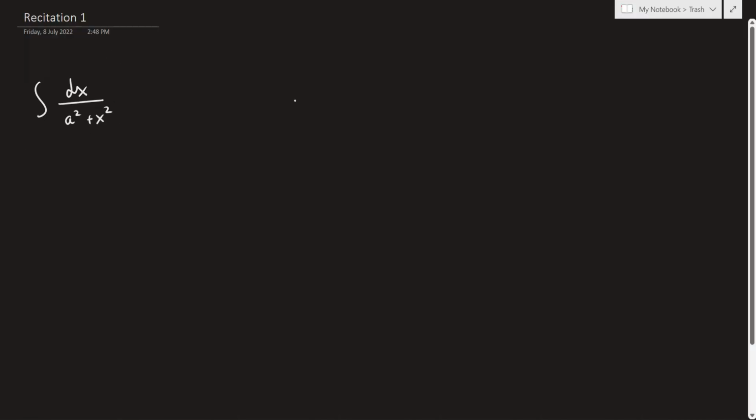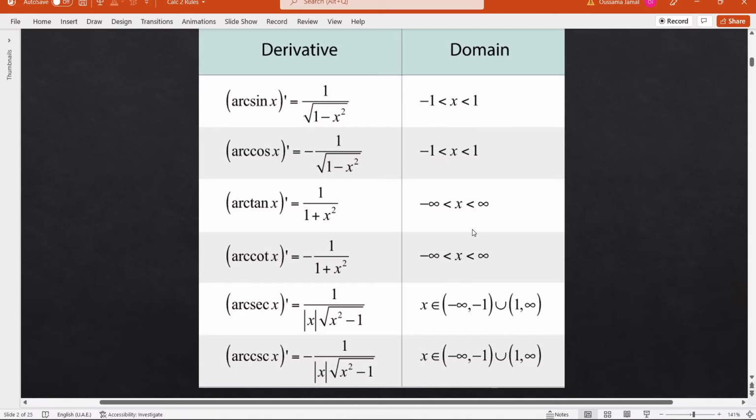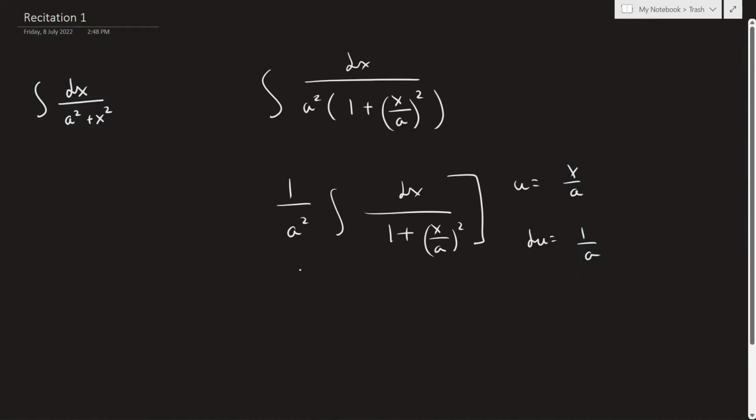So we can take a squared outside. It's a constant. So it's going to be a squared times 1 plus x squared over a squared, dx. So take a squared outside. It's going to be 1 over a squared dx over 1 plus x over a squared. Take u to be x over a. du will be 1 over a. We're doing this to have a form that we can predict like these ones. So basically arc sine can be 1 over the root of 1 minus x squared. So we should be having one of these forms in order to continue.